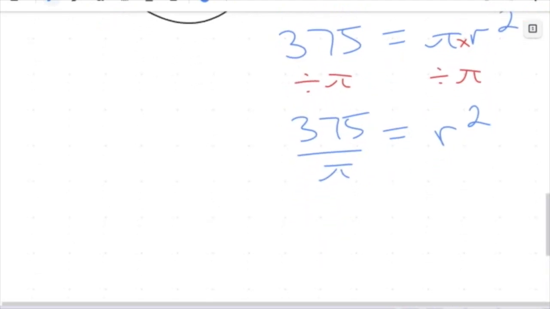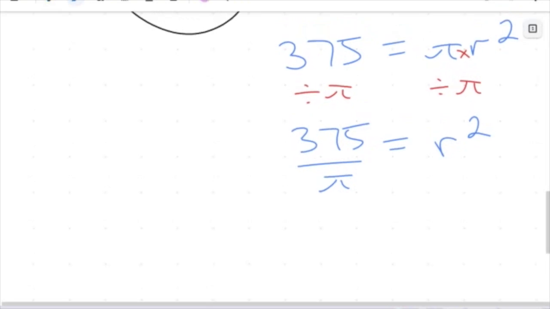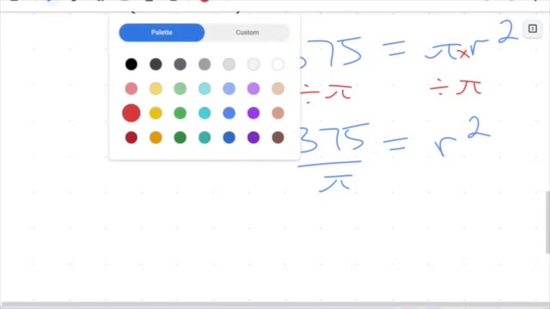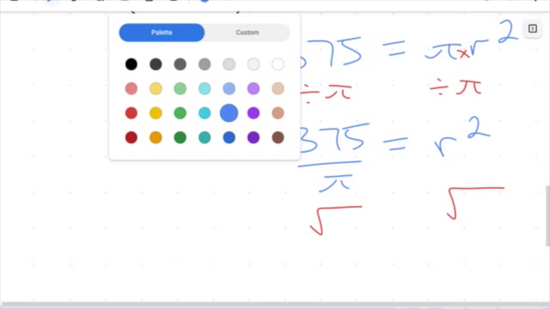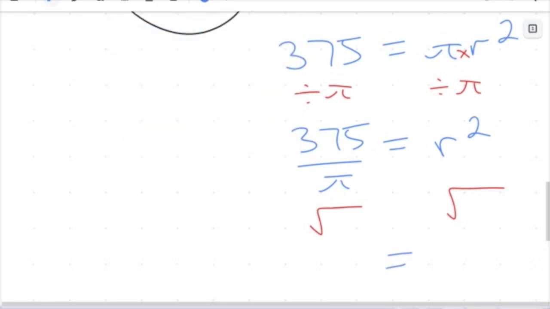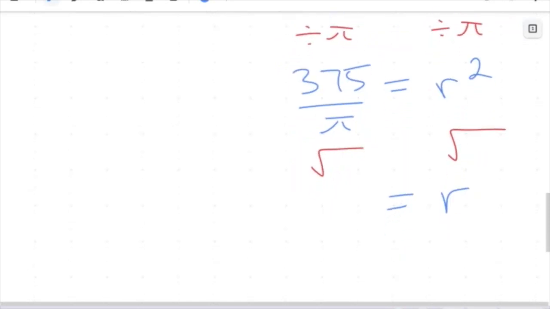Okay, now I'm at my last step here. I have some radius all squared. So a number times a number gives me 375 over pi. And you may remember when we're working with squared numbers, to undo this squaring, we can take the square root of both sides. And taking the square root of both sides, on the right, it's going to undo my squared, which just gives me r. And on the left-hand side, I'm going to get the square root of 375 over pi.